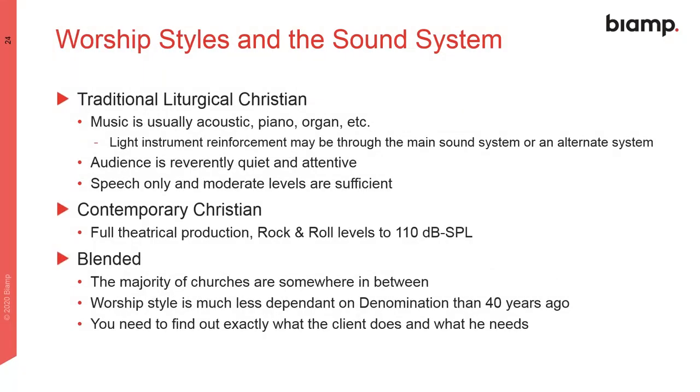Worship styles and the sound system. In a traditional liturgical Christian church, Catholic or Lutheran, the music is usually acoustic. Piano, organ, maybe acoustic guitar, very light instrumental reinforcement. That can be done through the main sound system or an alternate system. In that situation, the audience is generally very quiet, reverent, and attentive, so high levels aren't necessarily needed. It can be speech only, and moderate levels are sufficient.